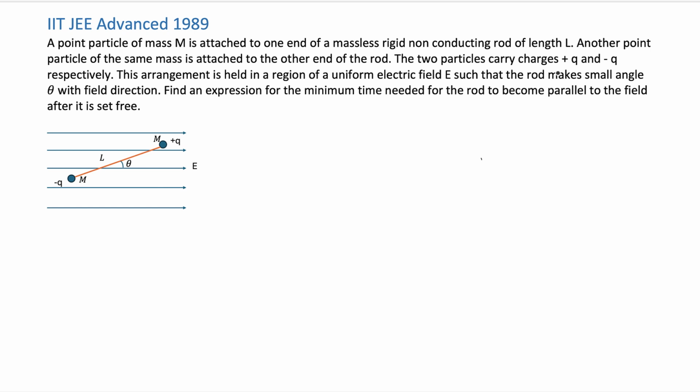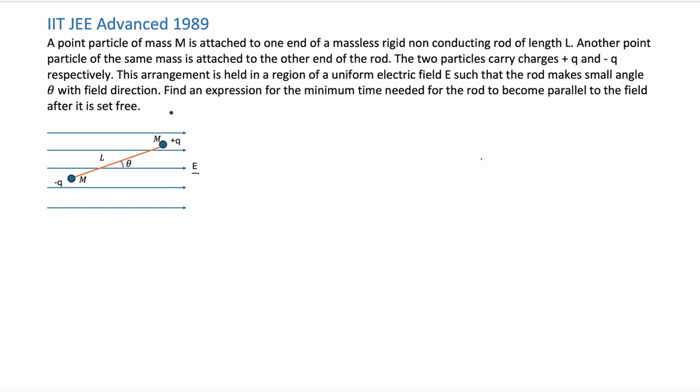Today we have a problem from IIT JEE Advanced 1989. This is a simple problem but interesting also, and it gives you some concepts according to me. So there are 2 point masses here, and the mass is m for both of these charges, and they carry charge plus q and minus q, and they're attached with a rod which is massless and of length L, and they are placed in a horizontal electric field E.